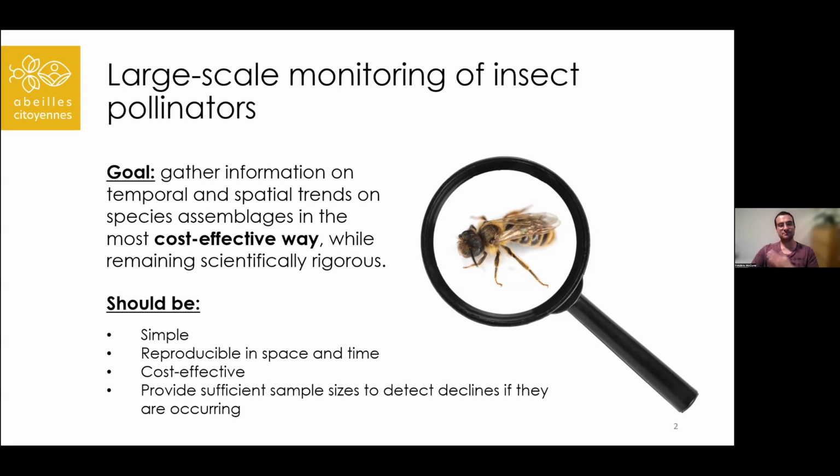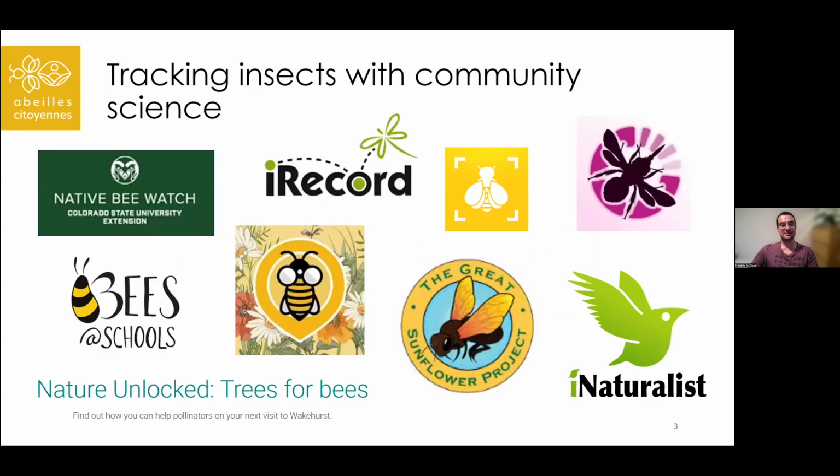These monitoring programs must be simple, reproducible in space and time, cost-effective, and they must provide sufficient sample size to detect decline if it is occurring. To achieve these goals, many community science programs have emerged in the last decade. Community science is basically using observations from volunteers to collect the data.